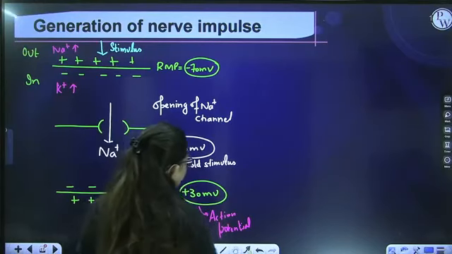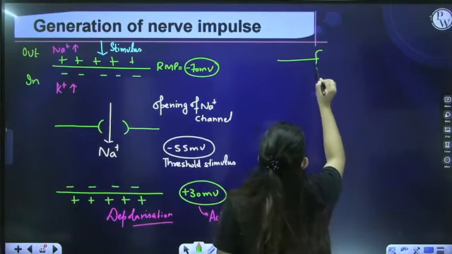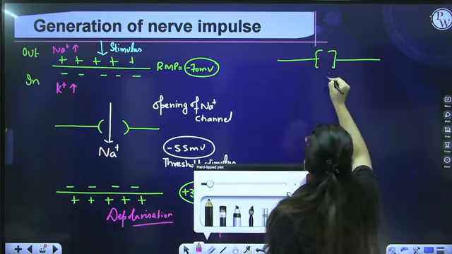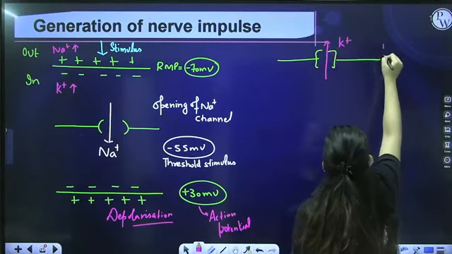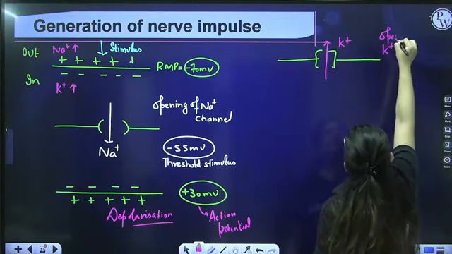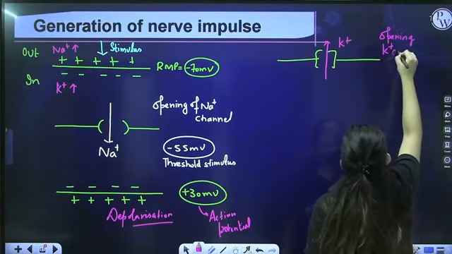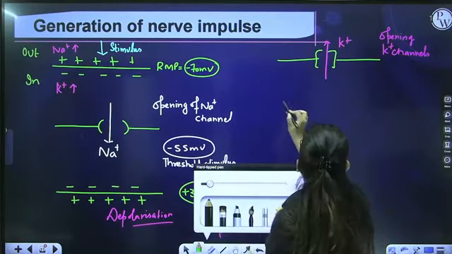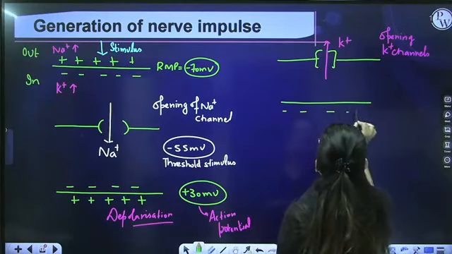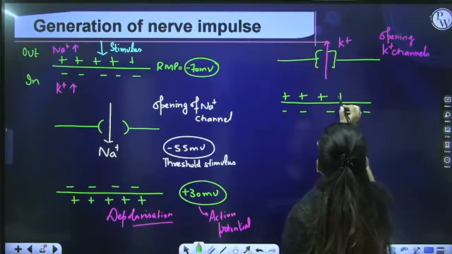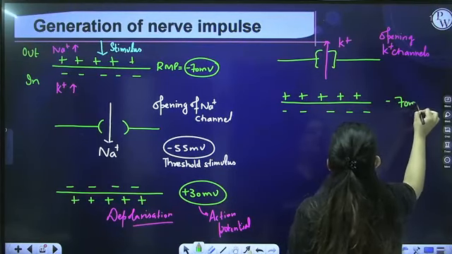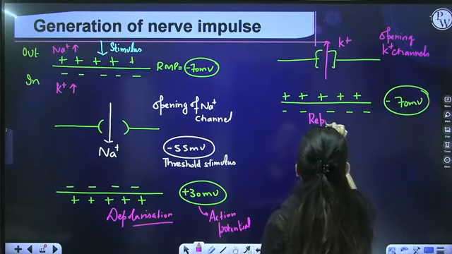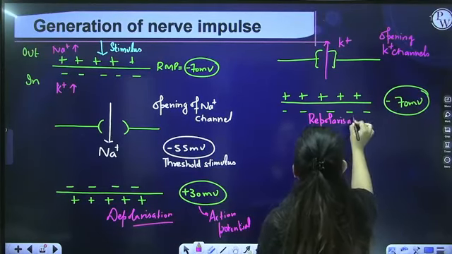Okay, now what will happen next? Now this will lead to the opening of potassium ion channels. Potassium is higher inside, so it will move outside. Due to plus 30 millivolt, there is opening of potassium ion channels. Once the potassium ion channels open, again the reversal will occur. Inside will become negative, outside will become positive, and you call it repolarization, and here the potential difference is minus 70 millivolt.